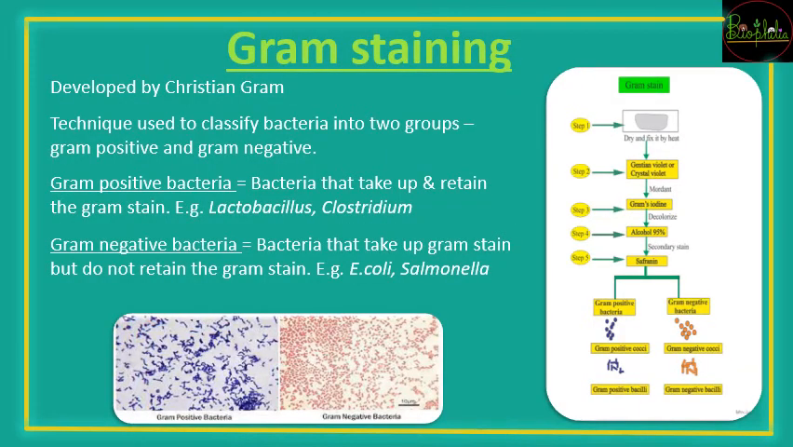Now your most important asked, or you know what interesting part hai, that is gram staining. This gram staining was developed by a person named Christian Gram, and he discovered or invented this technique so that he could classify the bacteria into two groups. And what were the two groups? It was the gram positive and the gram negative group. अब ये gram positive और gram negative I had told you, वो starting के जो slides थे हमने उसमें भी देखा था. So now is the time that you understand what this gram positive and gram negative is all about.